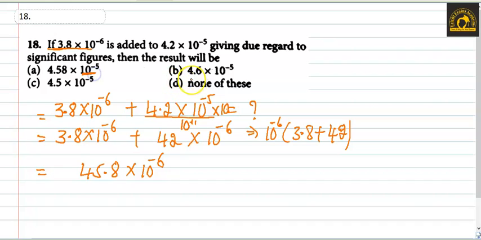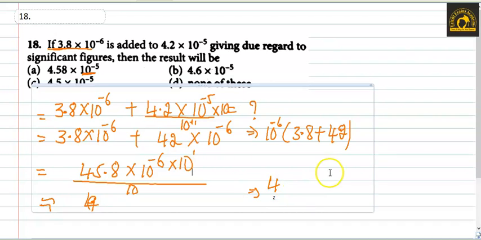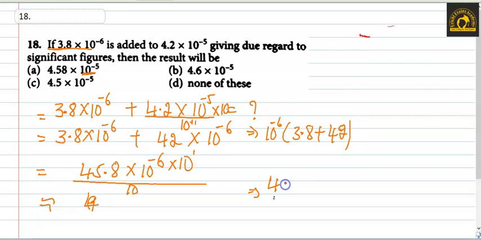So the result is in 10 to the power of minus 5. So now the result is converted, dividing by 10, 45.8 becomes 4.58 into 10 to the power of minus 5. So according to the significant figures, we have to follow the rounding rule.